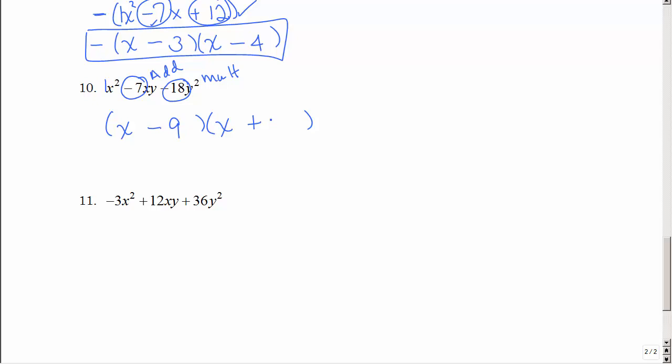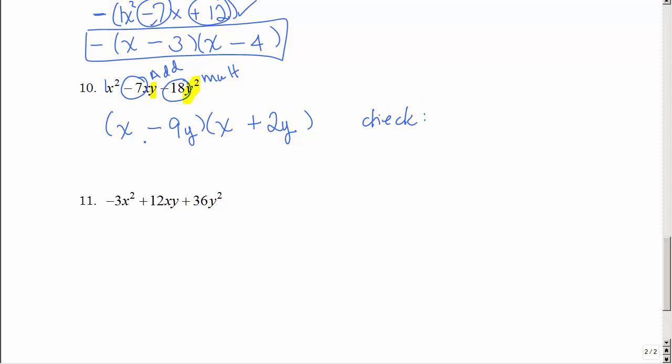So 9 and 2. Now if I just left that as the answer, it would be wrong because I don't get this y. How am I going to get that y? Well, what if I put that? Let's just check that out. Let's just multiply those out together.